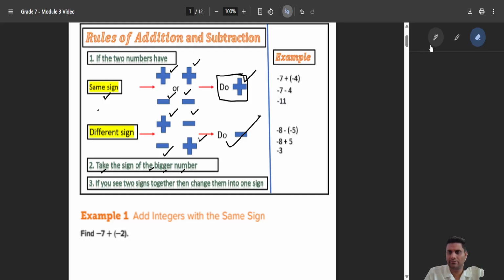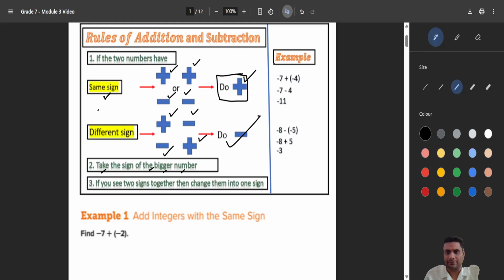Okay. See, in this example, I have -7 plus -4. Now see, between 7 and 4, I have two signs together. Let me write it here, a little bit bigger. -7 plus -4. Now here I am having two signs together. We cannot have two signs together, without a number between them. So we have to change it into one sign.